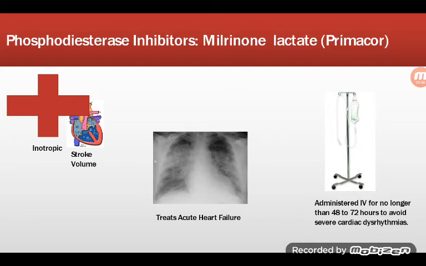There's another drug that does this. It's called milrinone or Primacor. It's a phosphodiesterase inhibitor. It's, again, a positive inotrope, so it's making that stroke volume a whole lot better. It treats acute heart failure. It's administered IV for no longer than 48 to 72 hours, usually, to avoid severe cardiac dysrhythmias.